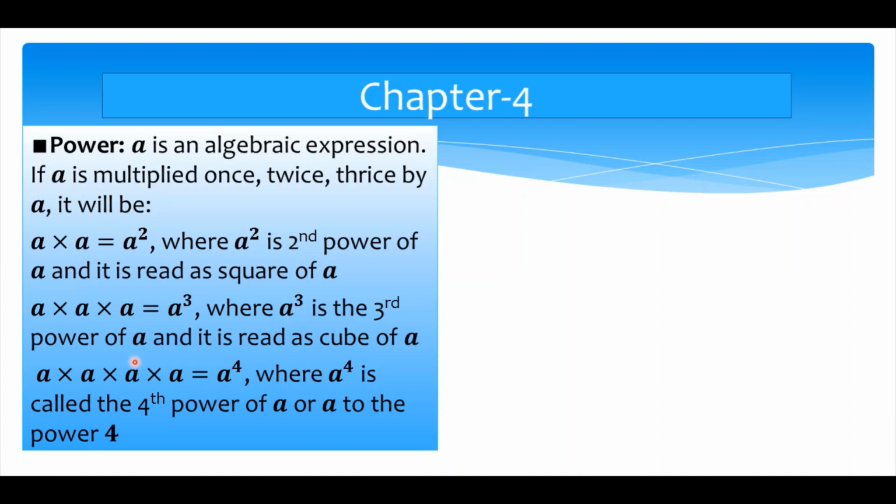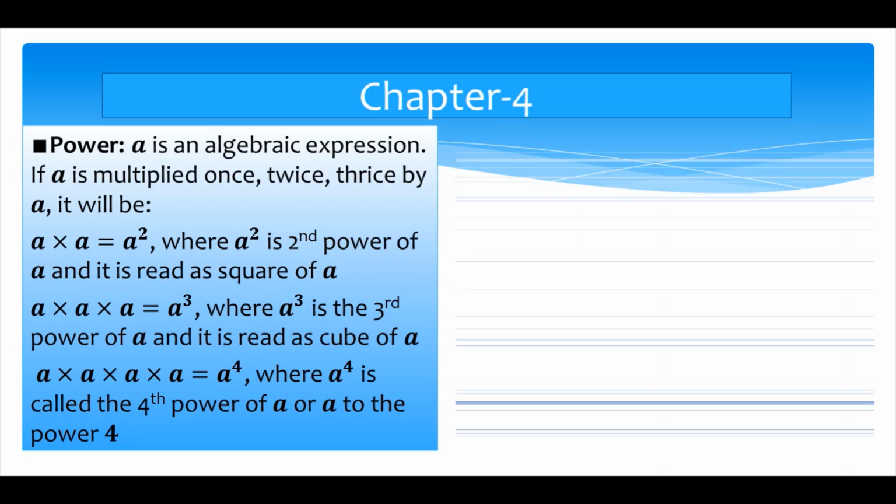A multiplied by A multiplied by A multiplied by A equals A to the power 4, where A to the power 4 is called the fourth power of A. Now you can see the little difference here: A to the power 2 we read as A square, A to the power 3 we read as A cube, and A to the power 4 we read as A to the power 4.